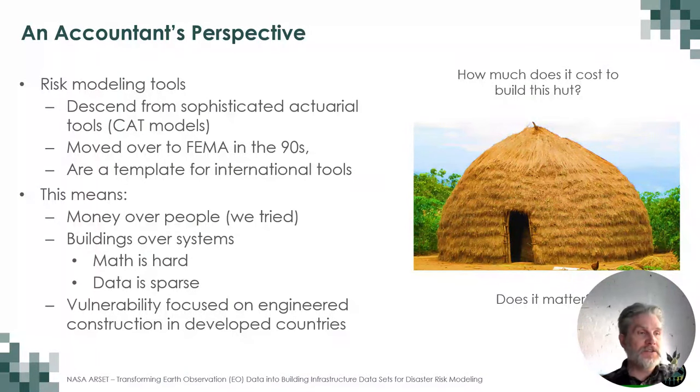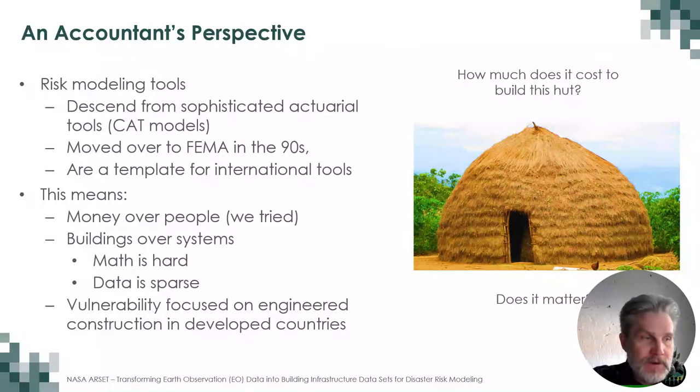Next, I want to move on to some structural problems that we have, and that is that all of these tools, these risk modeling tools, descend from actuary tools, from essentially CAT models. They moved over to FEMA in the 90s, and then for the development of HAZUS, and then that became a template for international tools that proliferated throughout the globe to try to help make decisions with regard to risk. But that means that they consider money more than people.